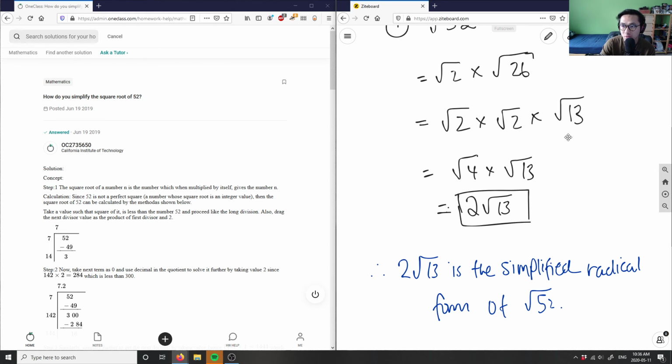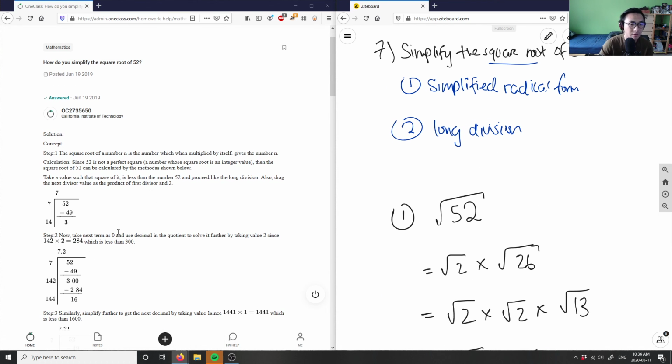So this here is my solution for simplified radical form. And as you can see, we can also do a long division, right? Number 2 here is a long division. Let me break this down for you again. I start with 52, and I'm thinking of a squared number to get closest to 52. In this case, 7 squared is 49. So I wrote 7 in both the divisor and the dividend. 7 times 7 gives me 49. 52 minus 49 is 3. And then I simply double our quotient to get our new divisor, which is 14.